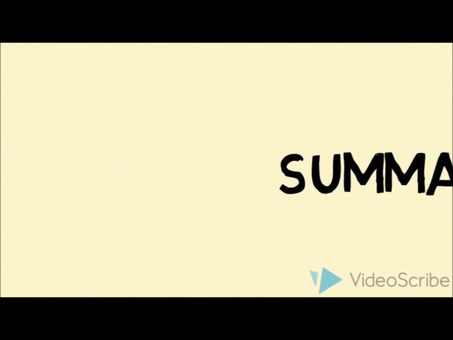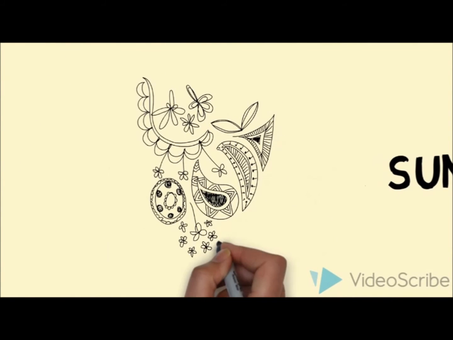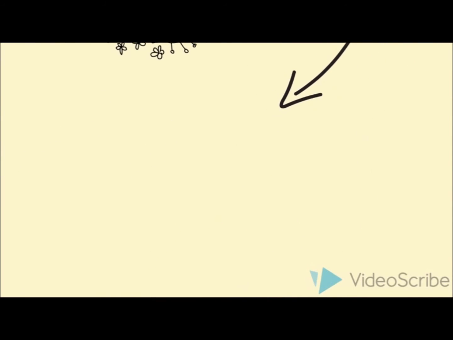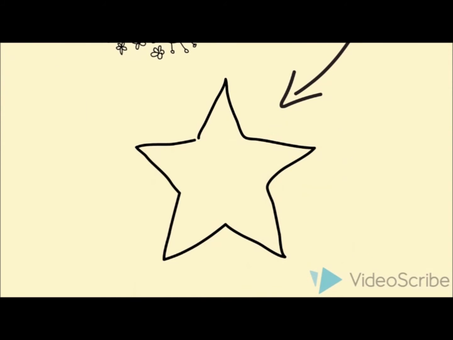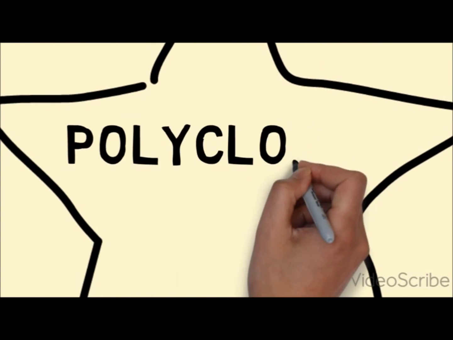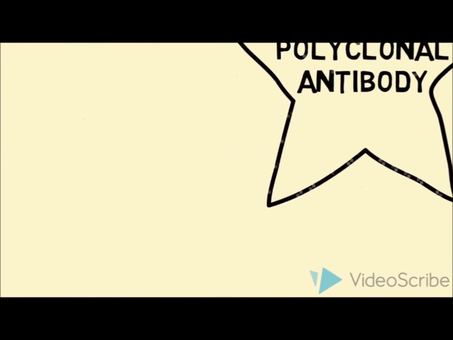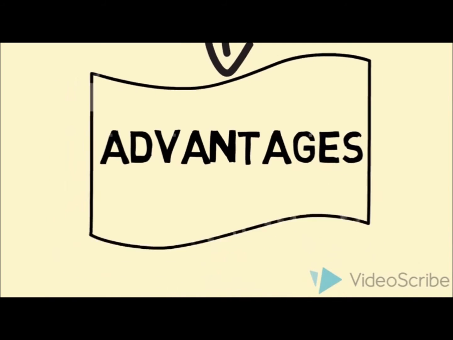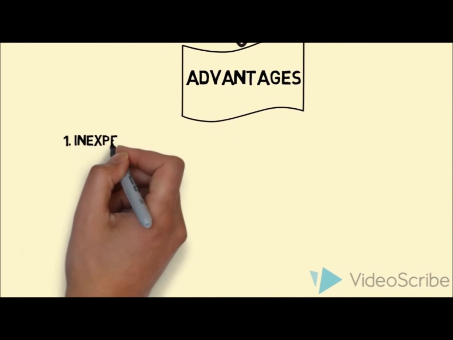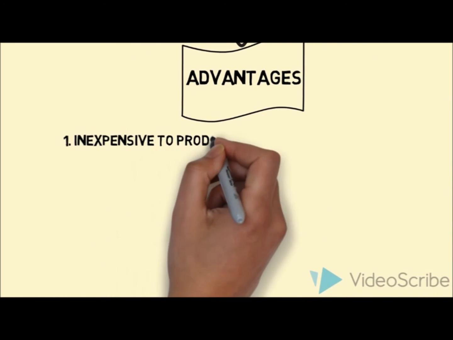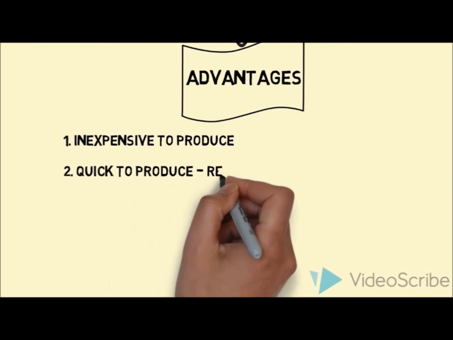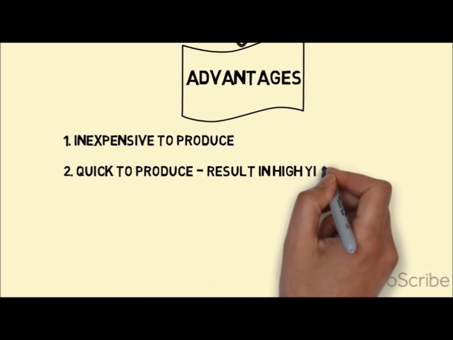So now we are already at the summary part. As I told you before, the polyclonal antibodies are represented by collections of antibodies from different B cells that recognize multiple epitopes on the same antigen. Because of this characteristic, they are, first, inexpensive to produce, as the production process is easy and widely available. Second, quick to produce because it only takes approximately 3 months, and the production method usually results in high yield.